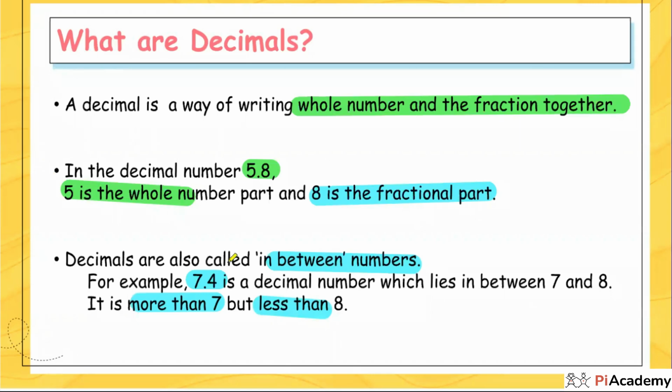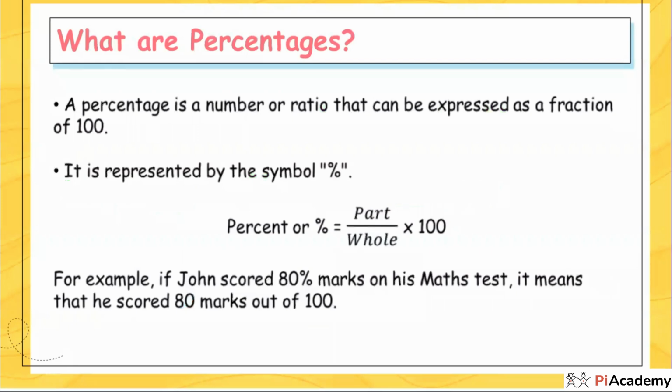Sir, I have a doubt. For 7.4, 4 is less, so why would it be more than 7?